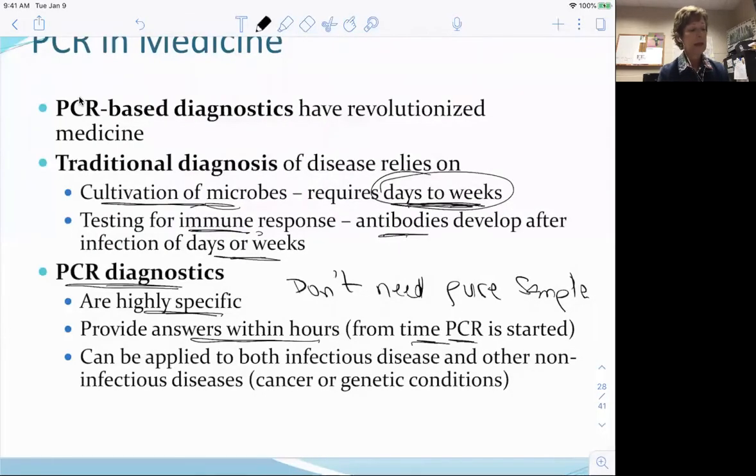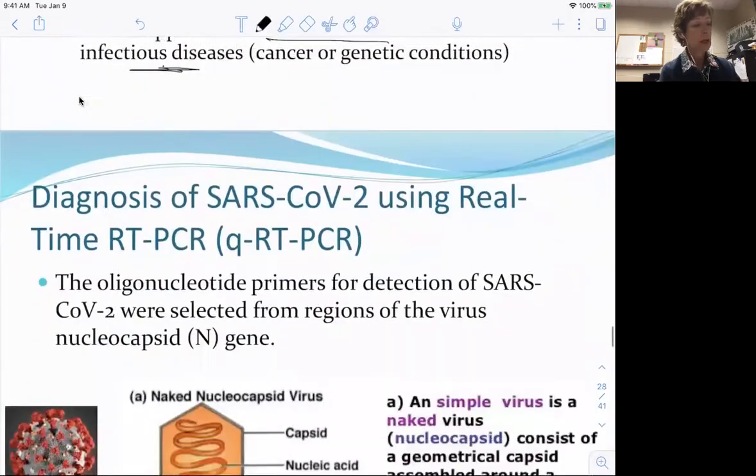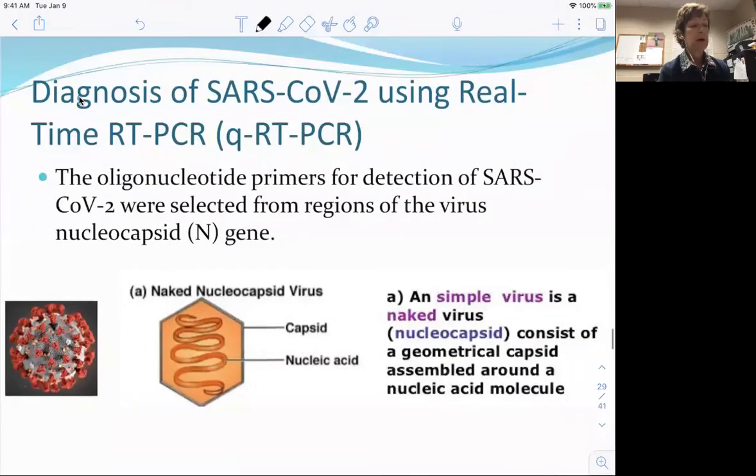And it can be applied to infectious diseases, but there's also non-infectious diseases, so genetic disorders, certain types of cancer mutations. There's a wide range of things you can look for. So pretty much anything that's in DNA or RNA, you can find it with PCR. So just a little bit more about the SARS-CoV-2 diagnostic. So it's using a combination of the reverse transcriptase along with the qPCR. So it's quantitative reverse transcriptase PCR.